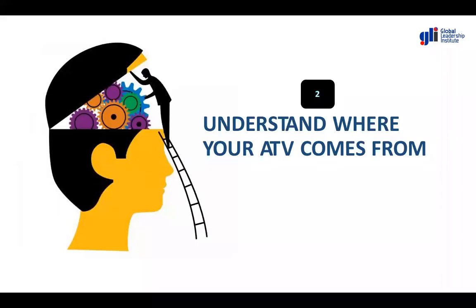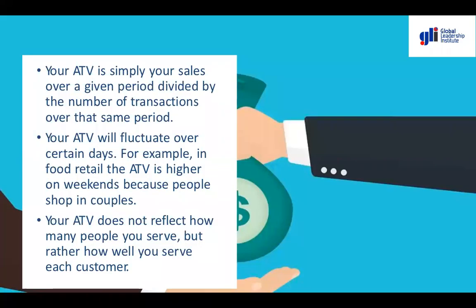The second component is average transaction value. Understand where your ATV comes from. Your ATV is simply your sales over a given period divided by the number of transactions over that period. Say 100 people buy from me today and I make 1,000 naira from those 100 people. On average, how much does each of them spend with me? That's 1,000 divided by 100. That's 10 naira per customer.